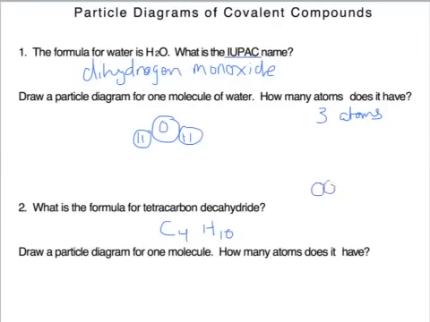So there are your 4 carbons. And then, oops, that's a carbon there, sorry. And then we have 10 hydrogens. So 1, 2, 3, 4, 5, 6, 7, 8, 9, 10. And so label all these as hydrogens.